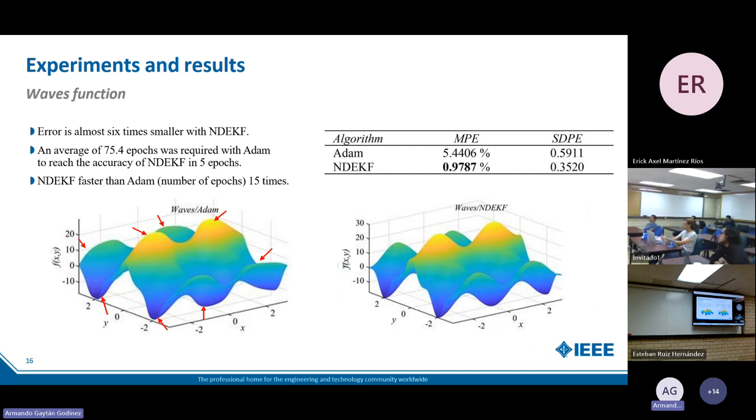And with the wave function, the average error per set with no decoupled standard Kalman filter was almost 6 times smaller. And the number of epochs for the same accuracy with Adam was almost 15 times bigger. Like the other function, on the left there are relevant deficiencies in the approximation with Adam, also in the peaks and valleys, and some other regions. Whereas with no decoupled standard Kalman filter, there is good performance.